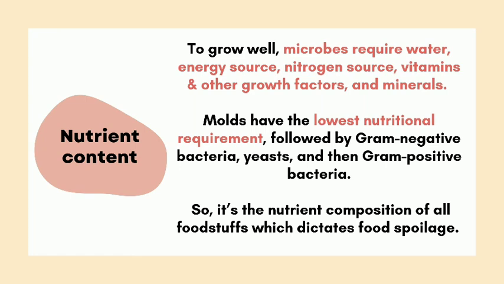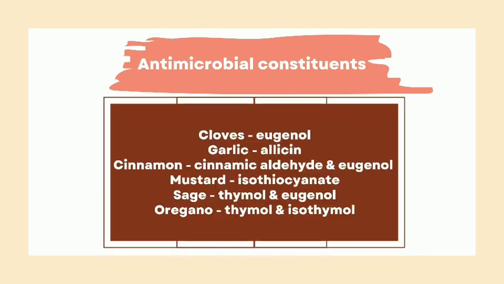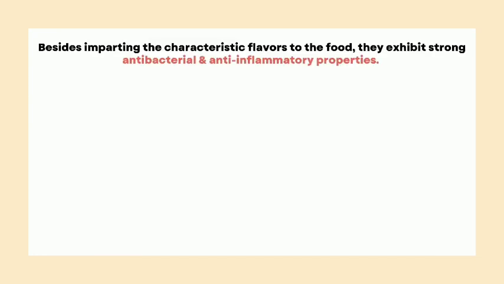The most amazing intrinsic factor resisting food spoilage is the presence of various antimicrobial constituents in them that are unfavorable for microbial growth. Cloves are bestowed with eugenol, garlic with allicin, cinnamon with cinnamic aldehyde and eugenol, mustard with isothiocyanate, sage with thymol and eugenol, and oregano with thymol and isothymol, among many others. Besides imparting the characteristic flavors to the food, they also exhibit strong antibacterial and anti-inflammatory properties.